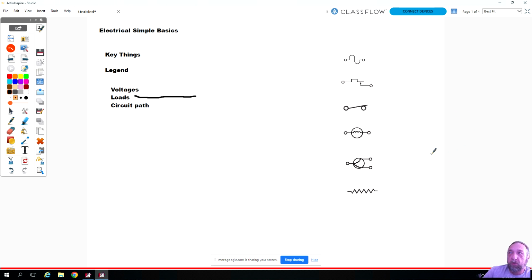Two? What two do you see? If I go 1, 2, 3, 4, 5, 6, which ones are the loads? 5 is a load. 6 is a load. I want to say that's 4? Yeah, 4 is a load as well.